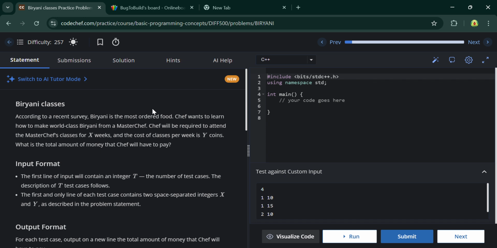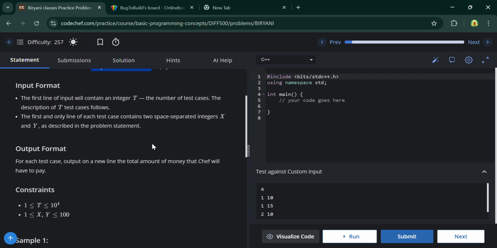Hello viewers, let's continue our CodeChef series where we have to solve Biryani Classes. According to recent surveys, biryani is the most ordered food. Chef wants to learn how to make world class biryani from a master chef. Chef will be required to attend the master chef classes for X weeks and the cost of classes per week is Y coins. What is the total amount that Chef has to pay?